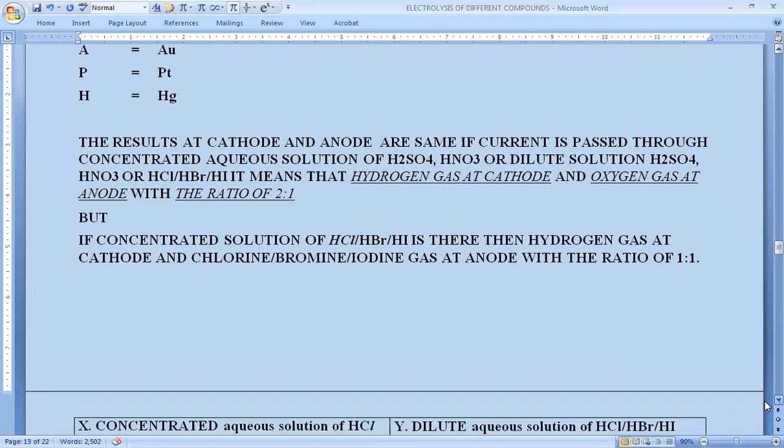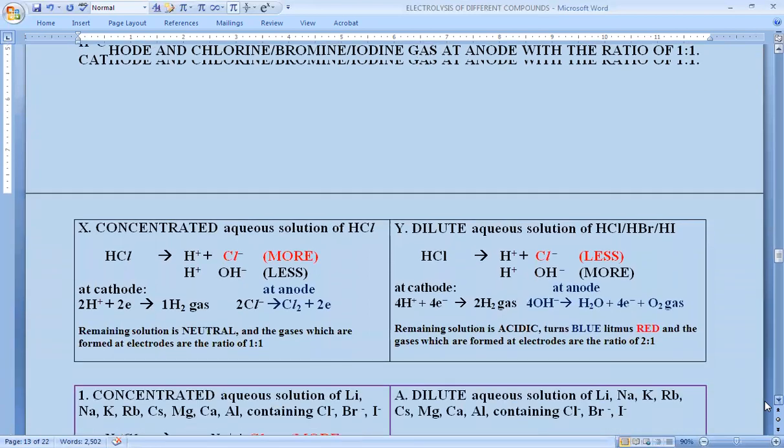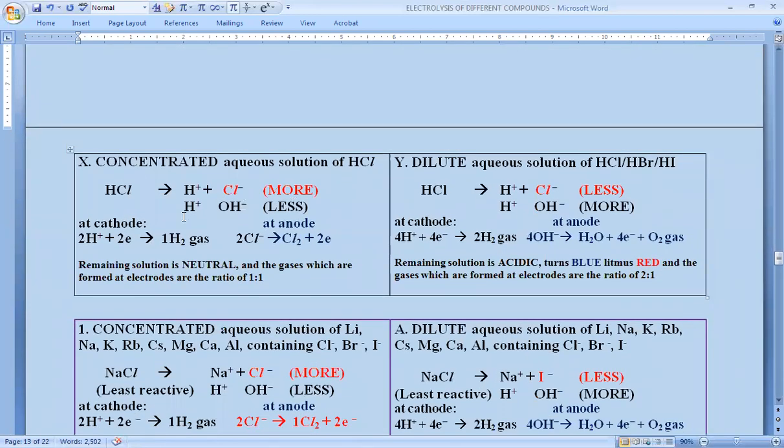What does it mean? For your consideration, we have two different cases. Number one, concentrated aqueous solution of HCl, or dilute aqueous solution of HCl, even HBr, HI. The result for the concentrated solution in case X and for the dilute solution in case Y is written over here.